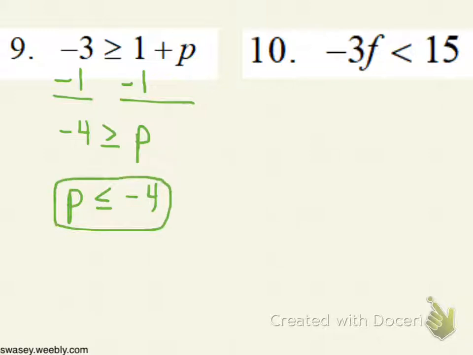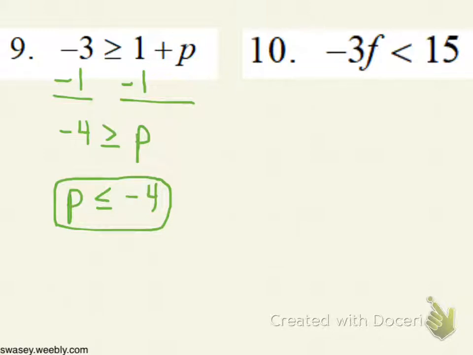Notice that the inequality symbol is still pointing at the p in all those inequalities. So if you switch sides on an inequality to get the variable on the left side, then you're going to reverse your inequality symbol. Notice it changed from greater than or equal to, to less than or equal to.